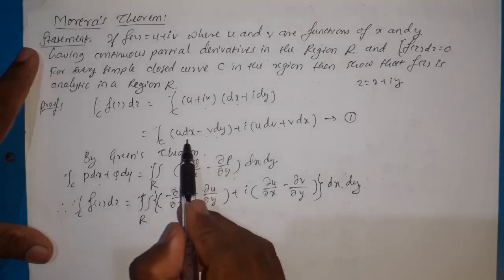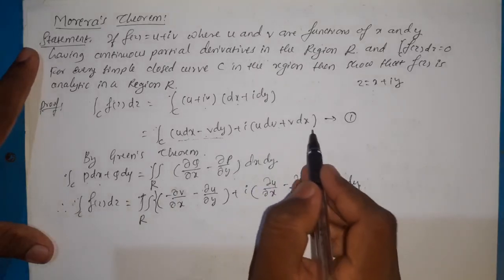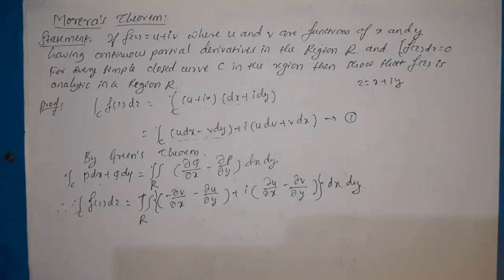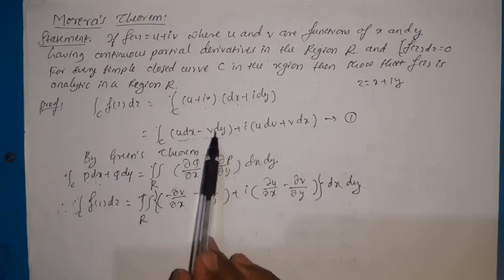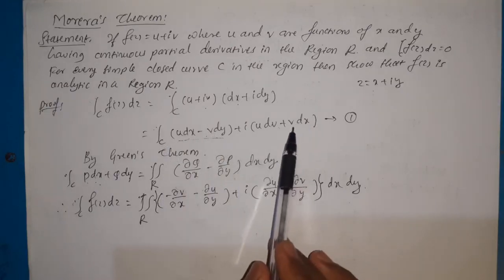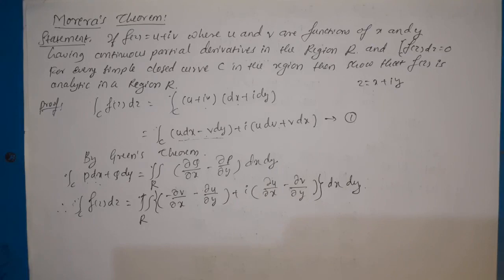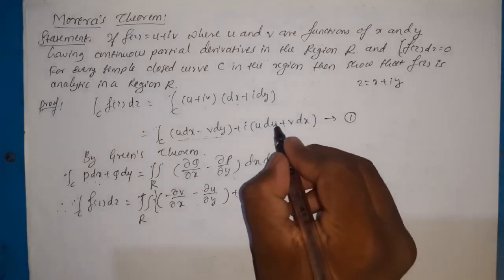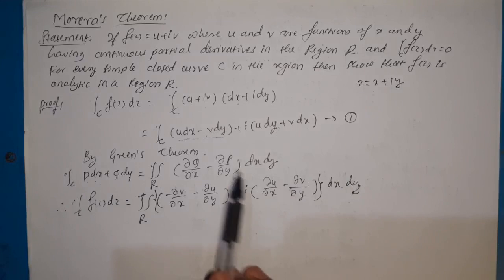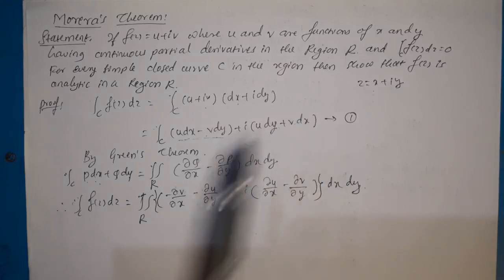So here compare this with p dx plus q dy, and here u dy plus v dx. So the coefficient of dx is p and the coefficient of dy is q. So here q equal to minus v and p equal to u, and for the second one, q equal to u and p is equal to v.